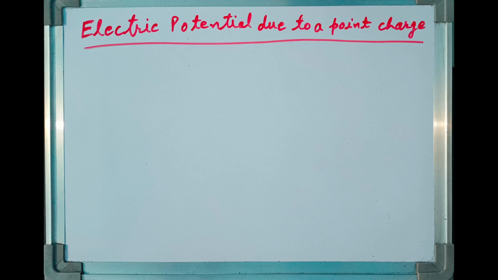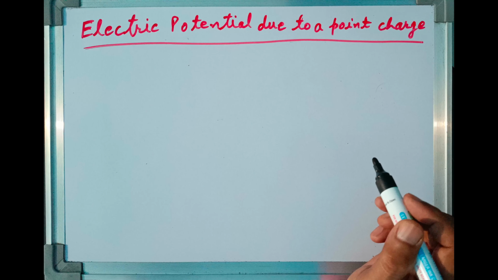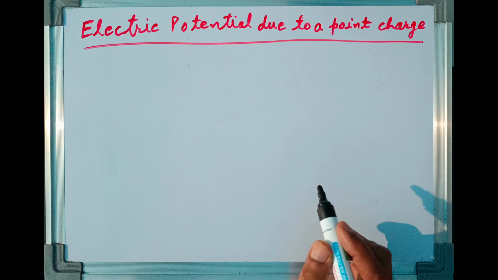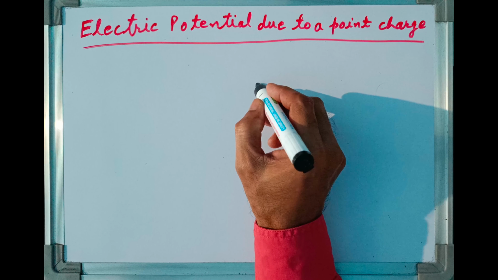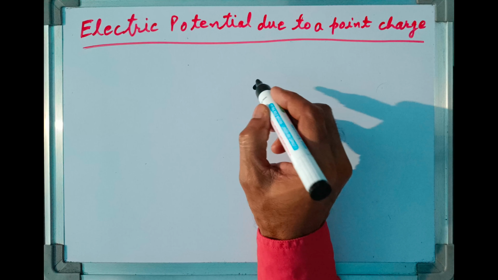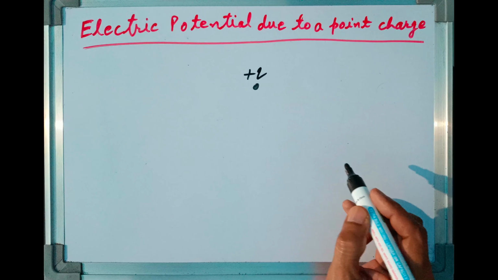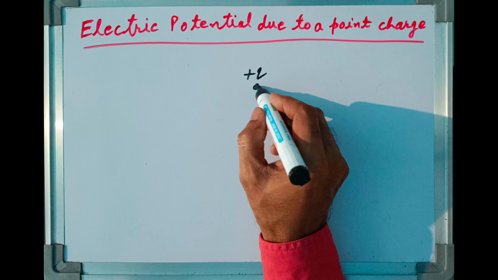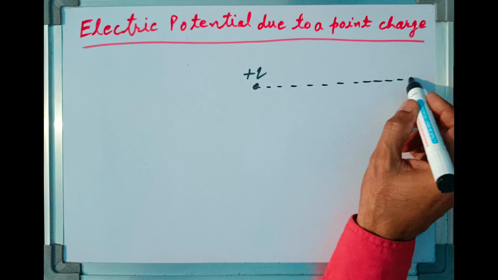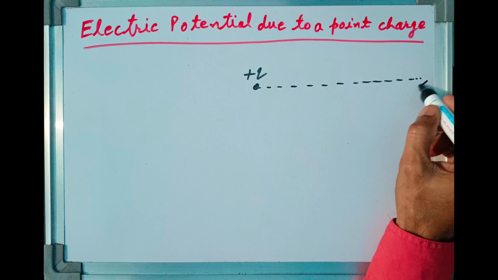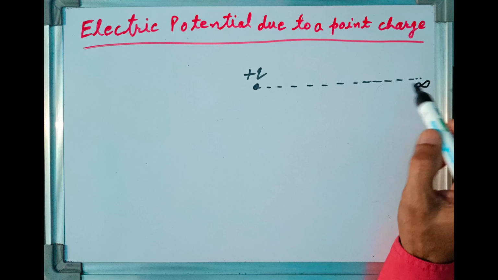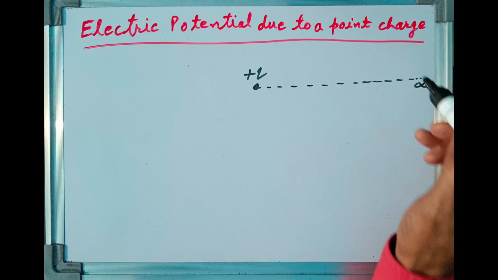In this lecture, I will share how to derive an expression for electric potential due to a point source charge. First of all, let me define what is the meaning of electric potential. Suppose this is a source charge plus Q, and this is a point at infinite distance from this source charge.